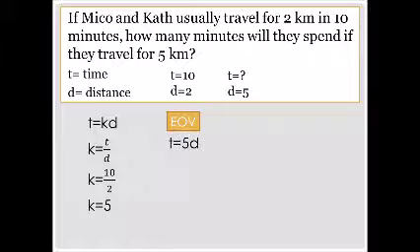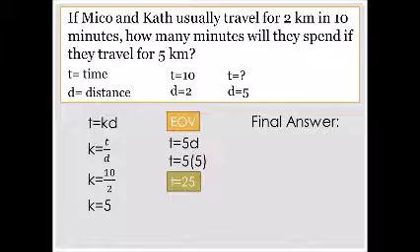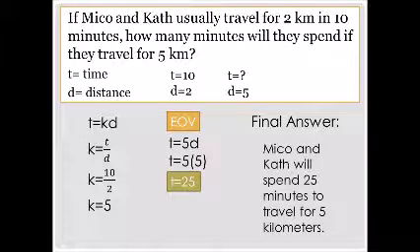Now that we're done with that, we can now solve for t. To solve it, just substitute the value of d, which is 5, into our equation of variation and then multiply. So our t, or time, is 25. And then for our final answer, Miko and Kat will spend 25 minutes to travel for 5 kilometers.